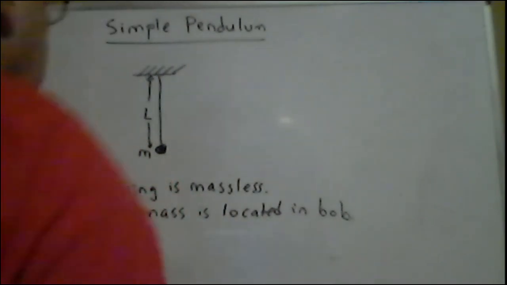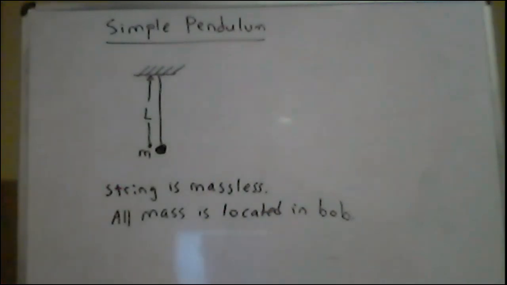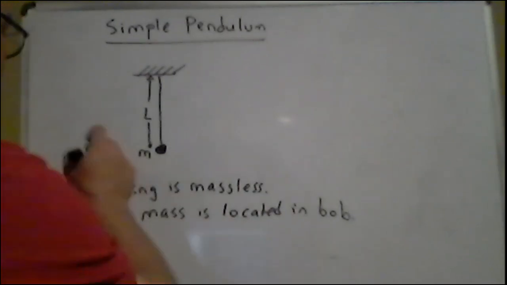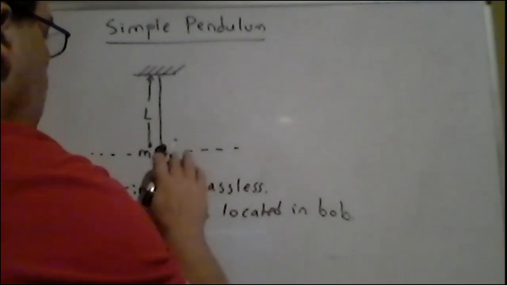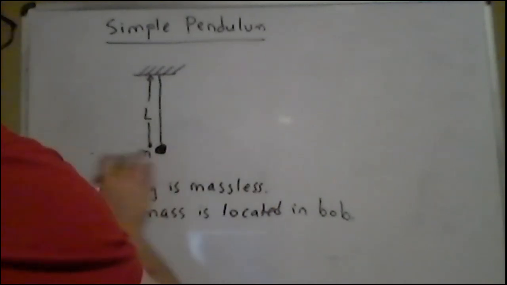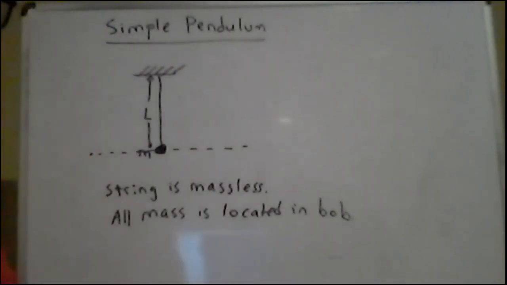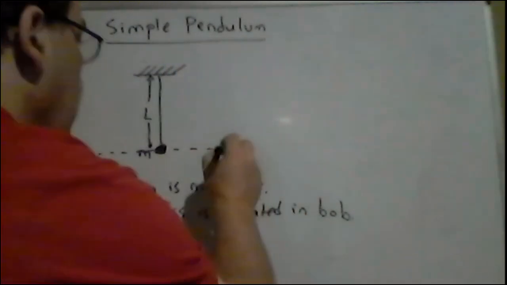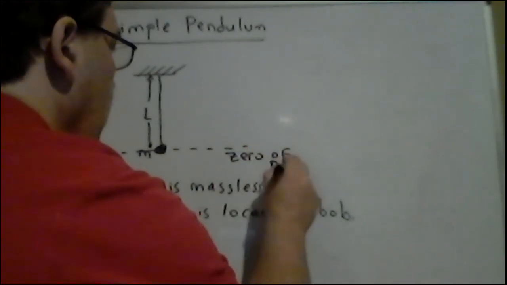Now, this is just going to hang down at an equilibrium position, naturally. Now I could actually refer to this situation as a zero potential energy. So I can declare this, where the bob is at this level, the zero of potential energy.